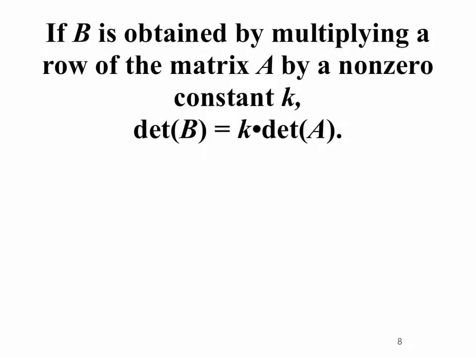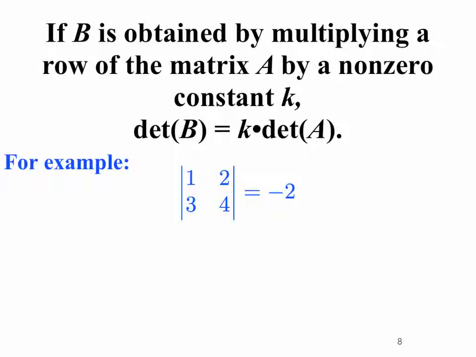The final elementary row operation we have to consider is if B is obtained by multiplying a row of the matrix A by a non-zero constant K. We could multiply one row by K, and the effect is that the determinant of B is equal to K times the determinant of A. So look at this example again. Our matrix 1, 2, 3, 4 has a determinant of minus 2. If we multiply row 1 by 2, changing it to 2, 4, then we see that the matrix 2, 4, 3, 4 has a determinant of minus 4, which is 2 times the determinant of our original matrix.